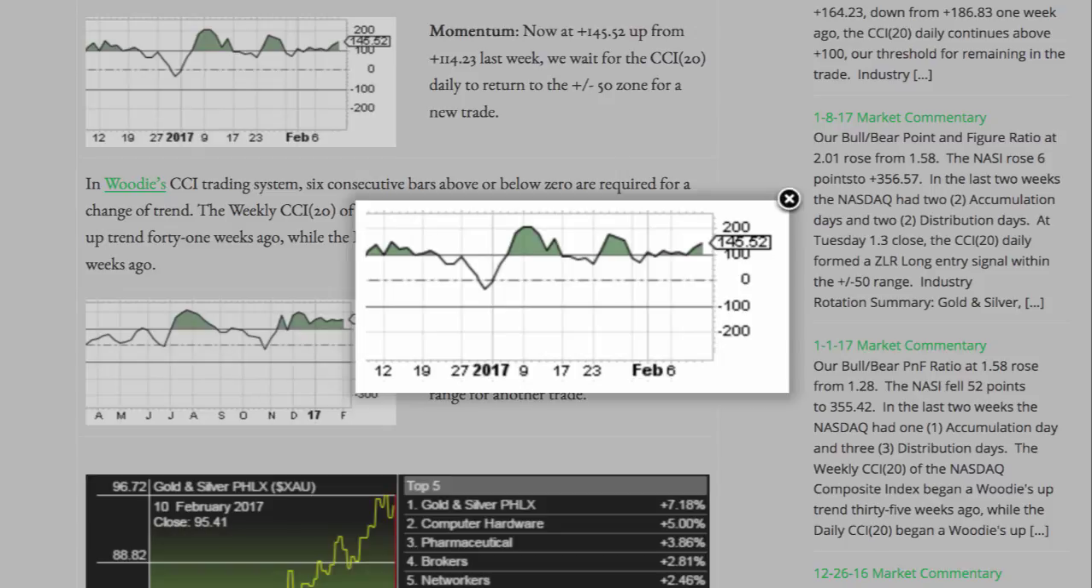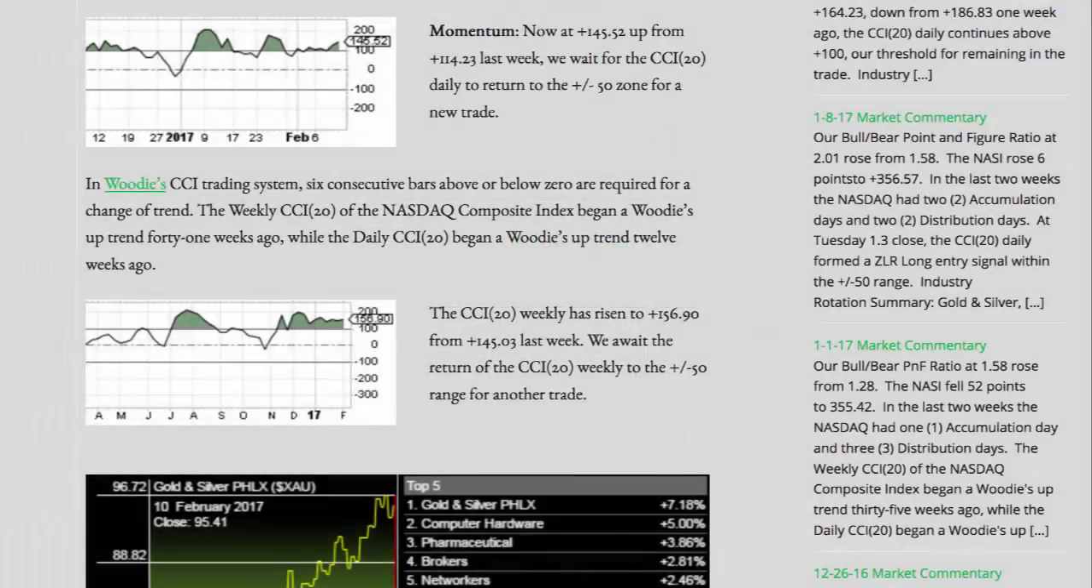Momentum, now at a positive 145.52, up from a positive 114.23 last week. We wait for the CCI 20 daily to return to the plus or minus 50 zone for a potential new trade. In Woody's CCI trading system, 6 consecutive bars above or below zero are required for a change of trend. The weekly CCI 20 of the Nasdaq Composite Index began a Woody's uptrend 41 weeks ago, while the daily CCI 20 began a Woody's uptrend 12 weeks ago.